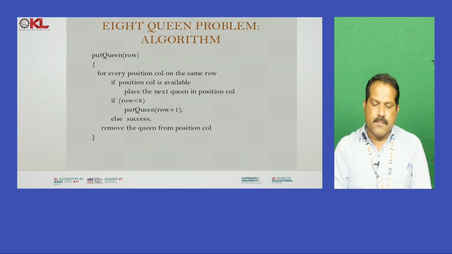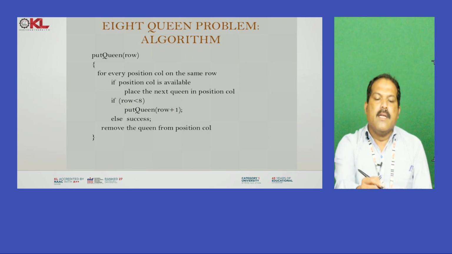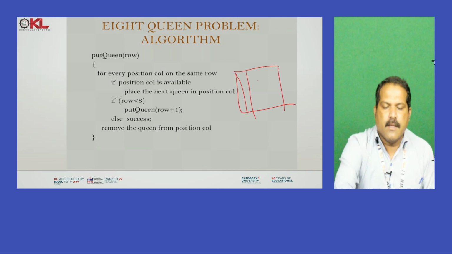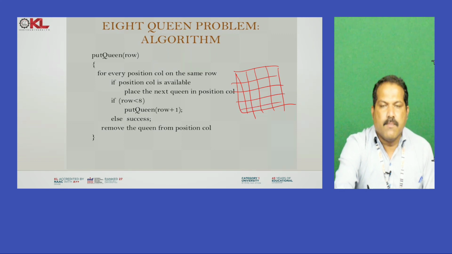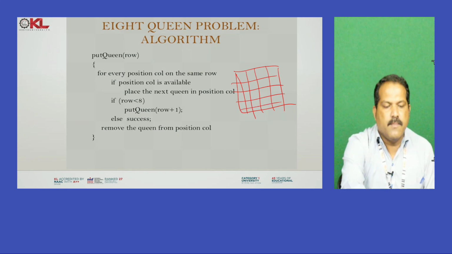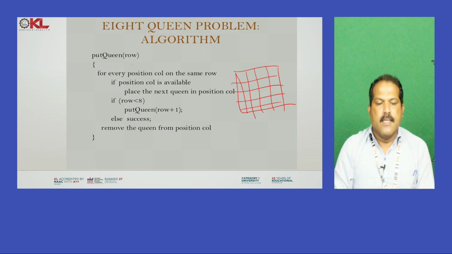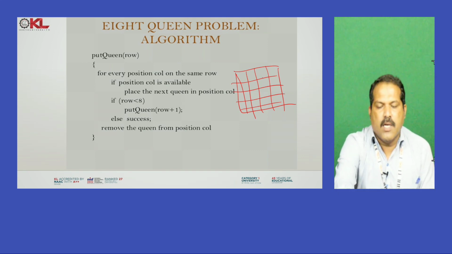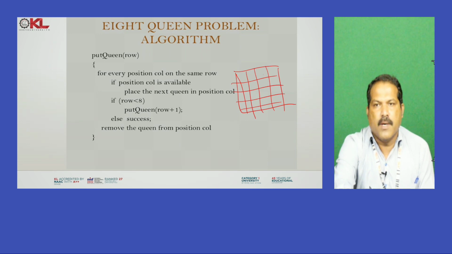This is the algorithm. Put the queen in the row, because we are going to place the queens row-wise, in the row any column. Okay, this is the row, so this is put the queen row-wise. Next, for every position, the column, which column you are going to place in is important. For every position column on the same row, if the position column is available, place the next queen in that position.